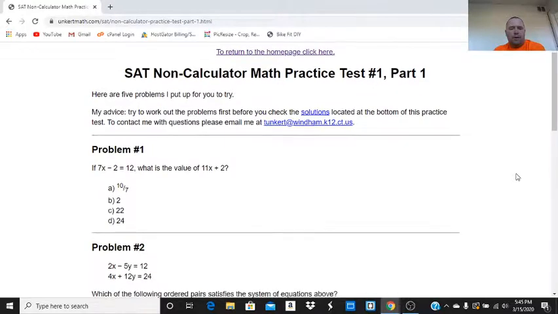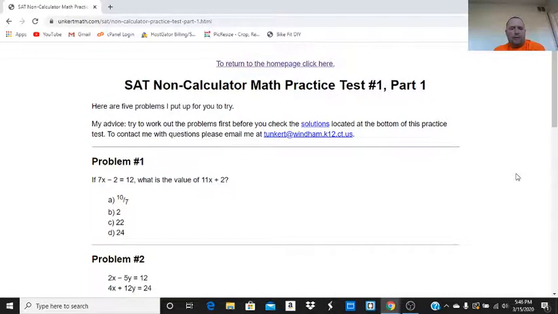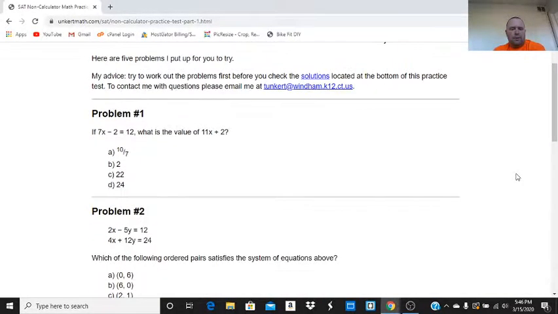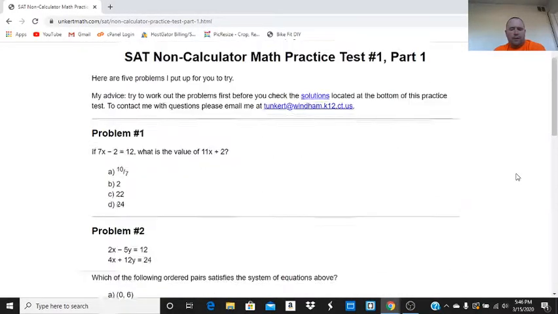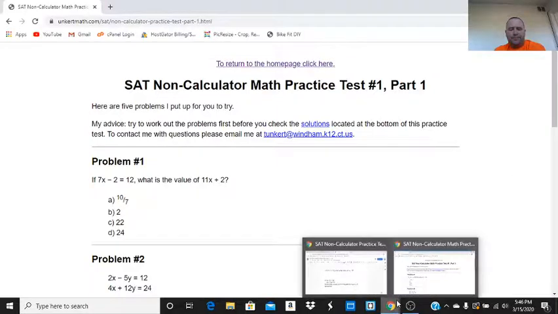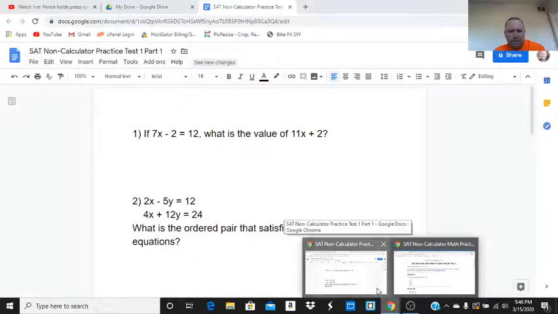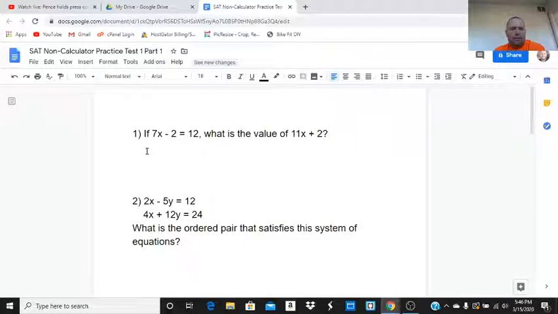I put up on Unkert Math. And I'm going to work through some of these problems so we can get the solutions down here. Let's take a look, and I'm going to do it in Google Drive so we can work through this.